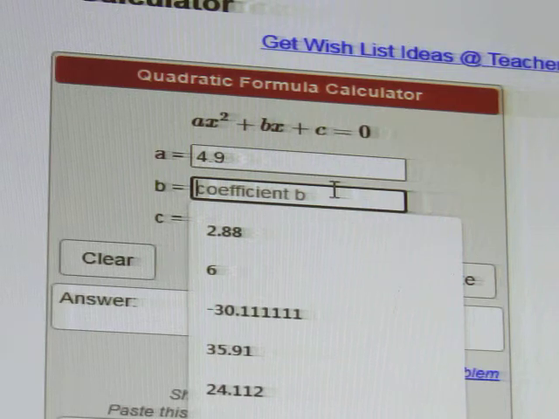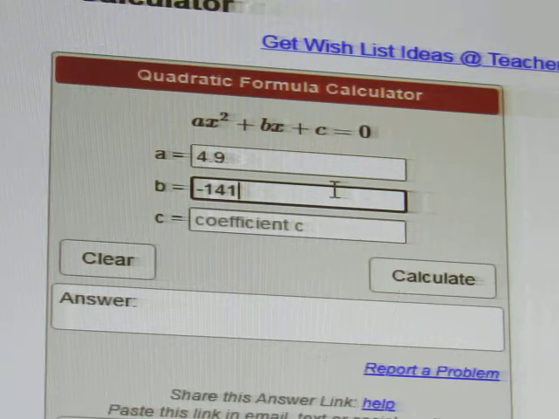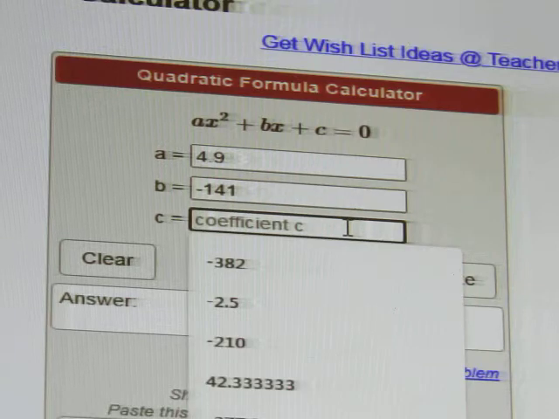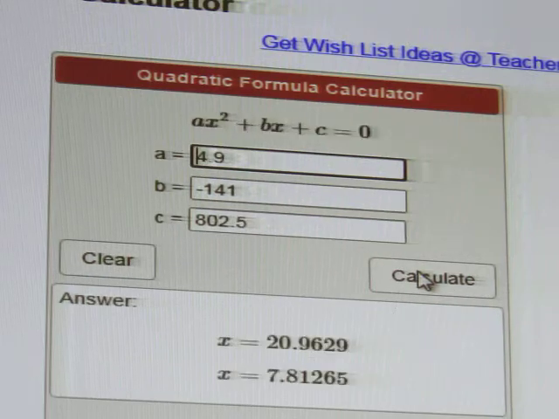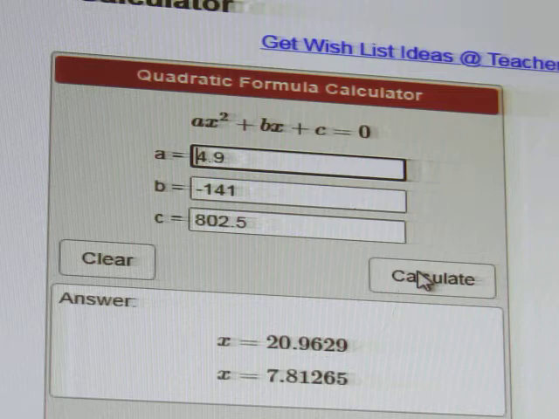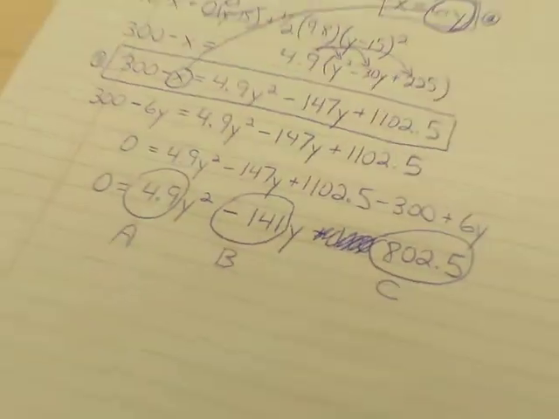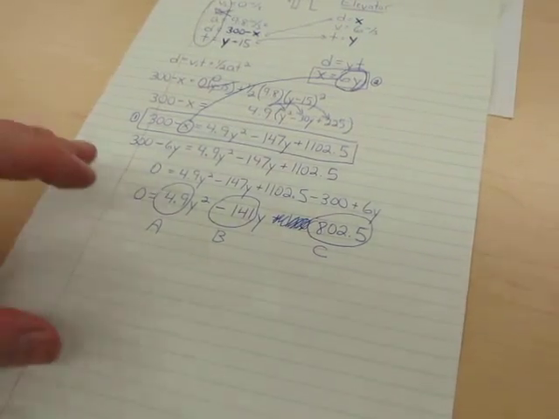So 4.9, minus 141 is my B term, and my C term is 802.5. Calculate answers. Okay, so we have two possible answers here. That's for a reason that I'm not going to get into right now, but two possible answers. If you try to use the 20 seconds, it's way too long. We're going to use the 7.81. So, back down to the page. Oops, sorry, my camera's getting hung up here. I'm going to get dizzy watching this video if I keep moving the camera around.